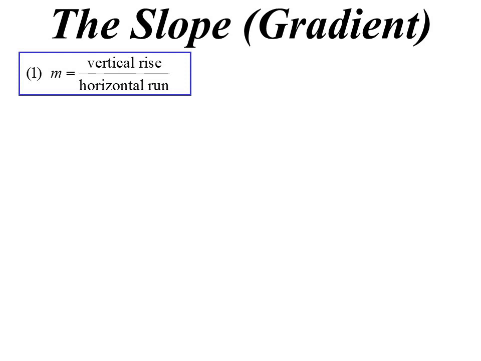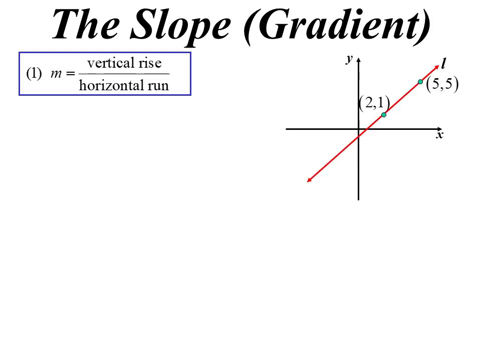So let's talk about the slope or the gradient of a line. There's different ways of finding it. I guess the first way we saw it was we simply said rise over run. So vertical rise over horizontal run. So here we go. There's a line. Let's call it L for line.